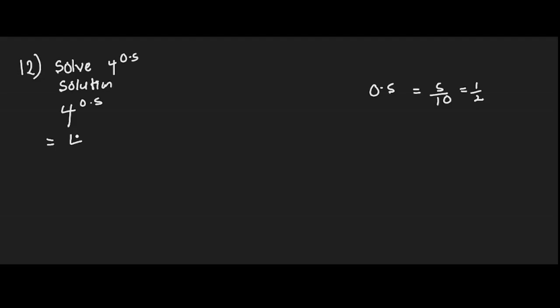So you agree with me that here is the same thing as 4 raised to power 5 over 10, which is equal to 1 over 2. Then from the rule, we know that when we have x raised to power 1 over n, that's going to give us the nth root of x. Here we have 4 raised to power 1 over 2. That's going to be plus or minus square root of 4. And that's going to give us plus or minus 2.